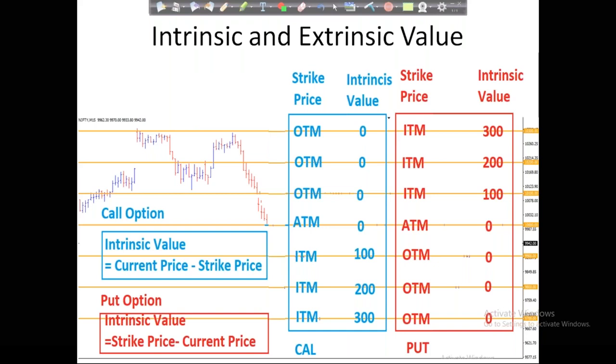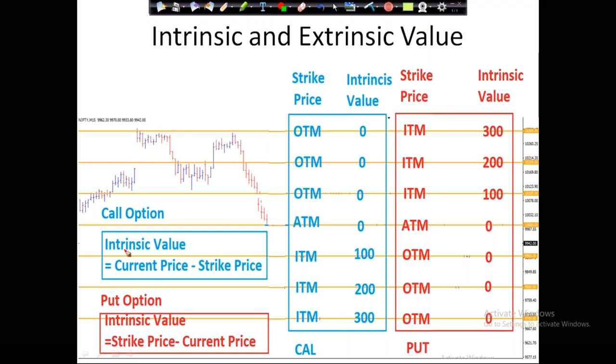Now let's understand intrinsic value and extrinsic value. Let's say this is a Nifty chart, and this is the call option. How do we calculate extrinsic and intrinsic value?